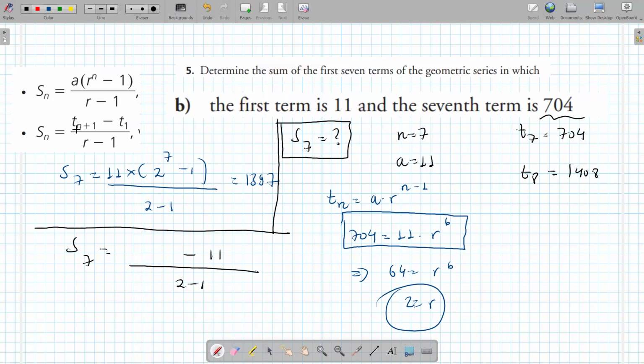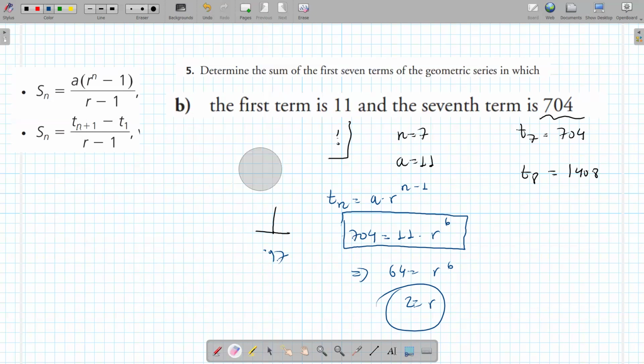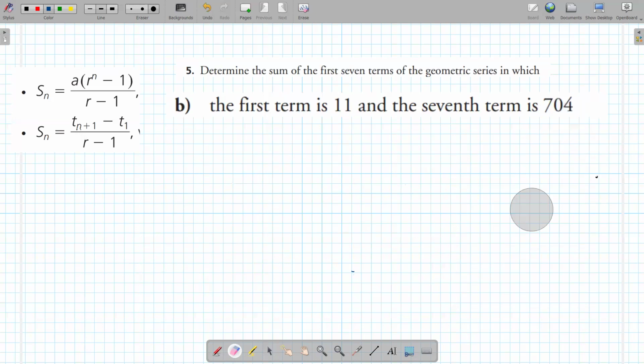And this formula here uses T8. That's the gist. That's why we need to do this. To find the sum of the first 7 terms, you need the 8th term itself, T8. That's going to be 1408. Let me plug this in. And you don't even need to use a calculator here. 2 minus 1 is a 1, you can completely ignore it. And 1408 minus 11 is 1397. So both of these approaches would work. It really depends on what you're given. Let's do one difficult question and we'll call it a day.